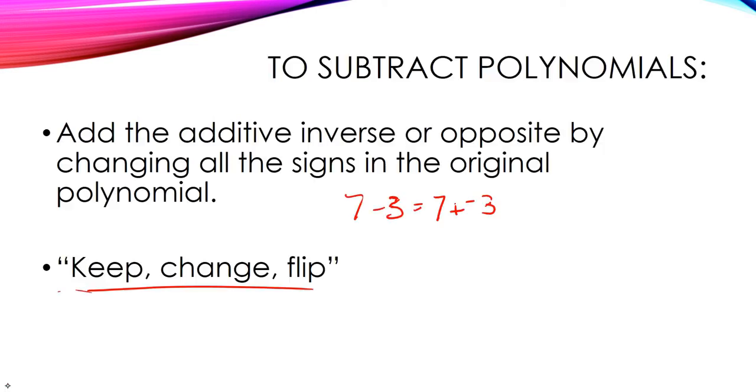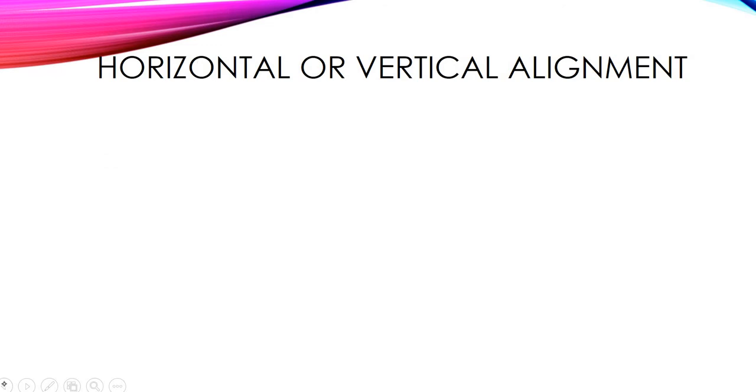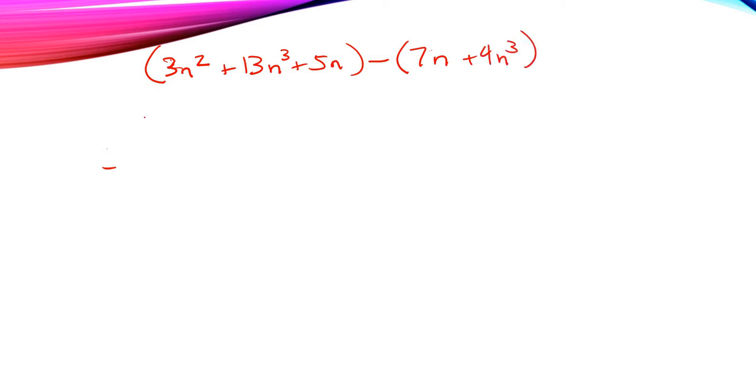All right, let's try one. So 3n squared plus 13n cubed plus 5n, that polynomial, minus 7n plus 4n cubed. So I'm going to keep the first one.